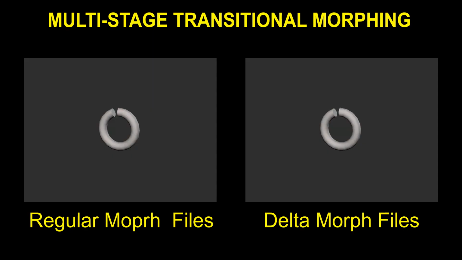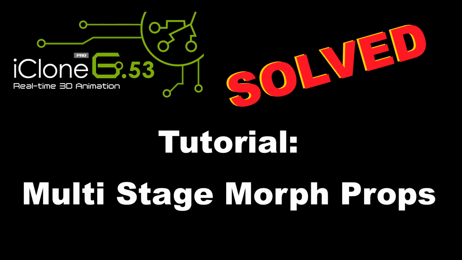Now, let's have a look at the two objects in iClone and see what kind of effects they produce. As we can see, the regular morphs produced undesired effects, while the delta morphs produced exactly what we were looking for. How do I create these delta morphs, you might be asking yourself? I mean, even for the simple ring, the delta morphs were not so intuitive.